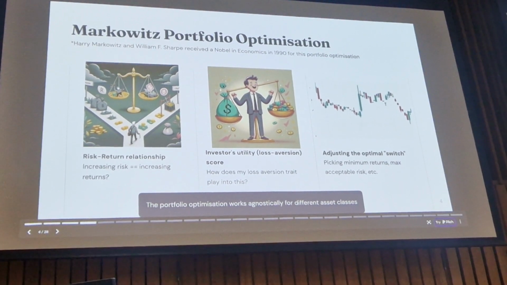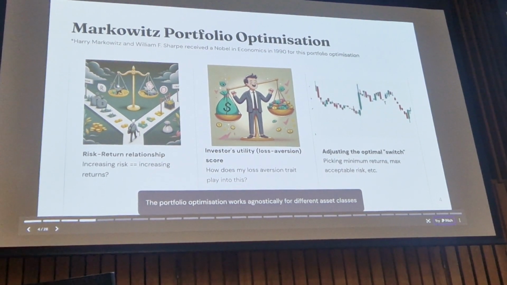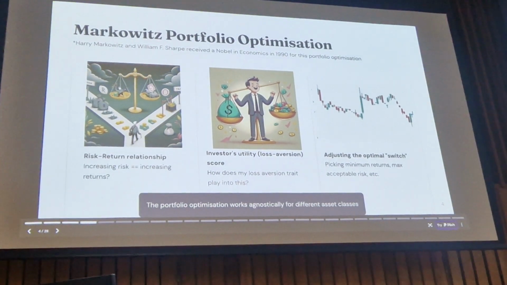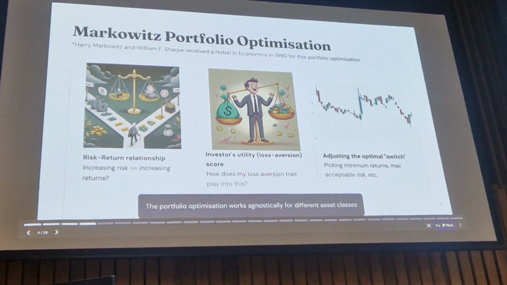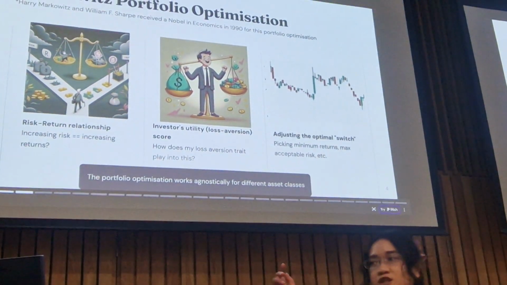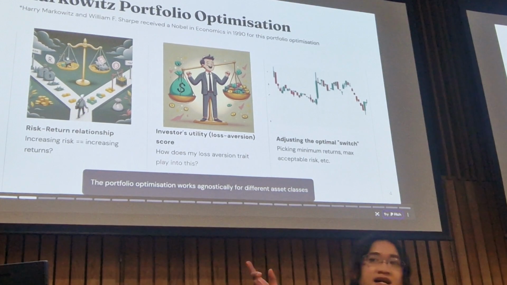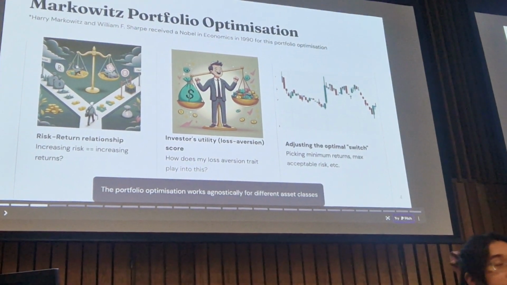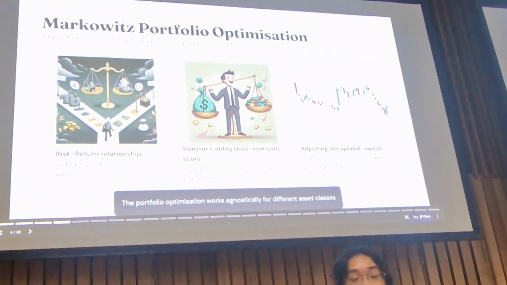Maybe you're familiar with the Sharpe ratio, because when you evaluate a token, a security token, you'll see the data for the Sharpe ratio. That also applies for stocks as well. So, okay, no problem. I'll walk you through the risk-return relationship, investor's utility, and also adjusting the optimal weights. And at the end of the presentation, I will also walk you through the case study that I took the data from Binance to see how it's put into practice.